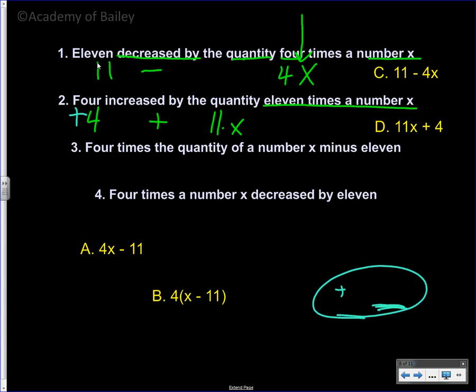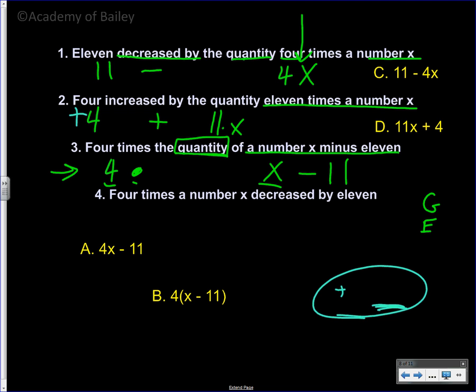This is where quantity comes into play, because this kind of looks like 4 times. Now, quantity means you have to do whatever's next first. Well, if we go ahead and write x minus 11, if we leave it this way, order of operations says we're going to do 4 times x first. But that word quantity says we're supposed to somehow put x minus 11 in order of operations so that we can do it first. Well, how can we do x minus 11 first if multiplication comes before subtraction?